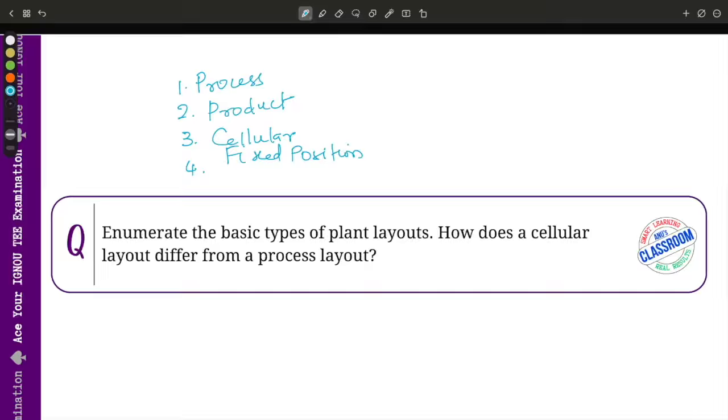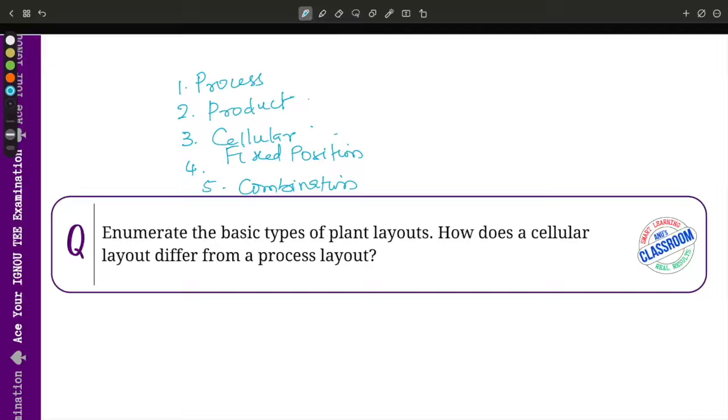And then the last type of layout is the combination layout. In combination layout, all of these different types of layouts like process, product, cellular, fixed position are mixed. It's combined based on what is needed. Now, before coming to the second part of the question, if you get a question which asks you to discuss or enumerate the various types of plant layouts, you have to write about these five layouts.